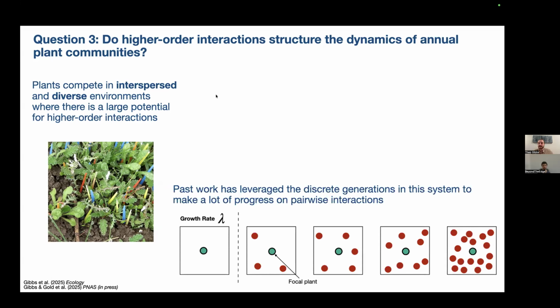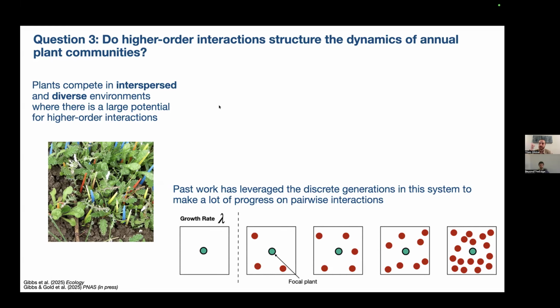And past work has leveraged the discrete generations in the system to make a lot of progress measuring pairwise interactions. So a previous experimental workflow would be to grow these annual plants in different plots with increasing numbers of background individuals of a given species. So on the left-hand side of this diagram, for example, a focal teal plant is being grown by itself.